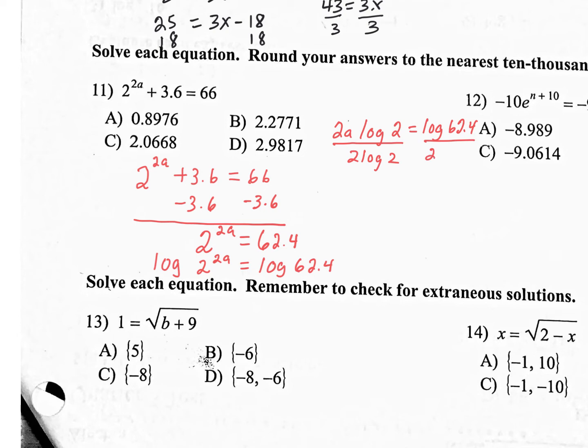What you do next is you divide by 2 log of 2. So we divide by 2 log of 2. 2 divided by 2 is 1. Log base 10 of 2 divided by log base 10 of 2 is 1. So you're left with a. So you go to your calculator, you type in log, and by default it is base 10 in your TI-Nspire, and then you write 62.4, divided by log base 10, and of course you have to include the 2.